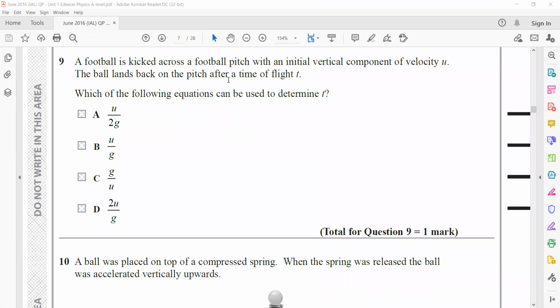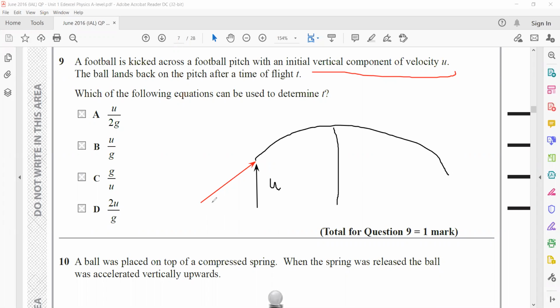A football is kicked across the pitch with an initial vertical component of velocity u. So it is launched at a certain angle, and the vertical component of the velocity is known, that is u. What is the equation used to determine the total time of the flight? First we'll find the time to reach the maximum height, and the total time will be double this. At maximum height, the final vertical velocity will be 0.